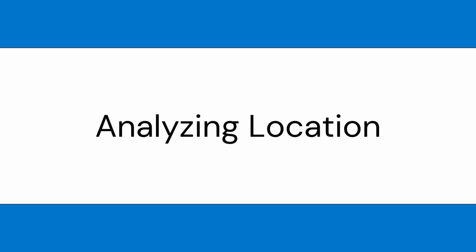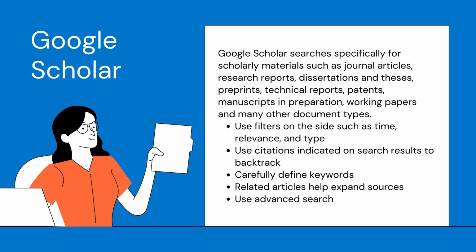We analyzed two possible locations where students can conduct their research. The first place is Google Scholar, which searches specifically for scholarly materials such as journals, articles, research reports, dissertations, etc. What's special about Google Scholar is that the searches also yield where the articles were cited, as well as relevant articles to help expand and backtrack research.